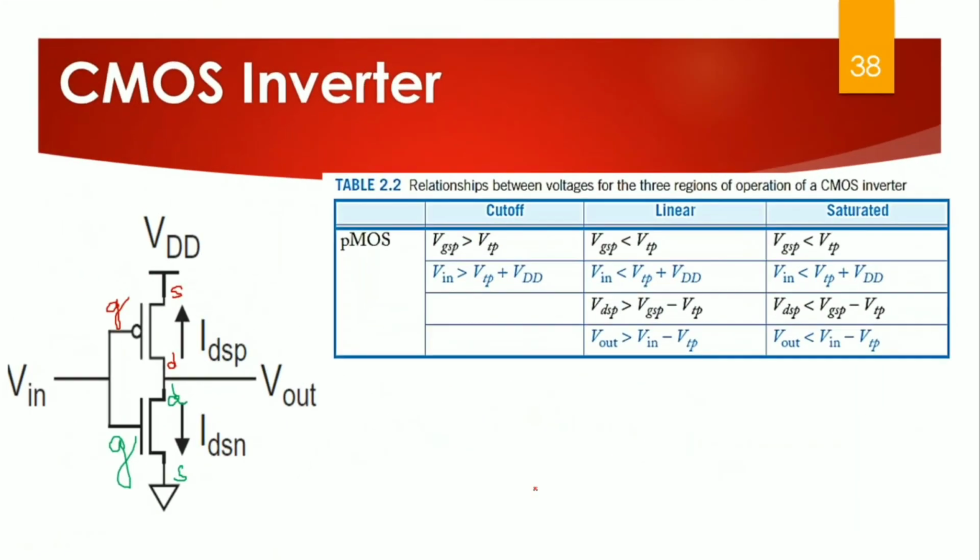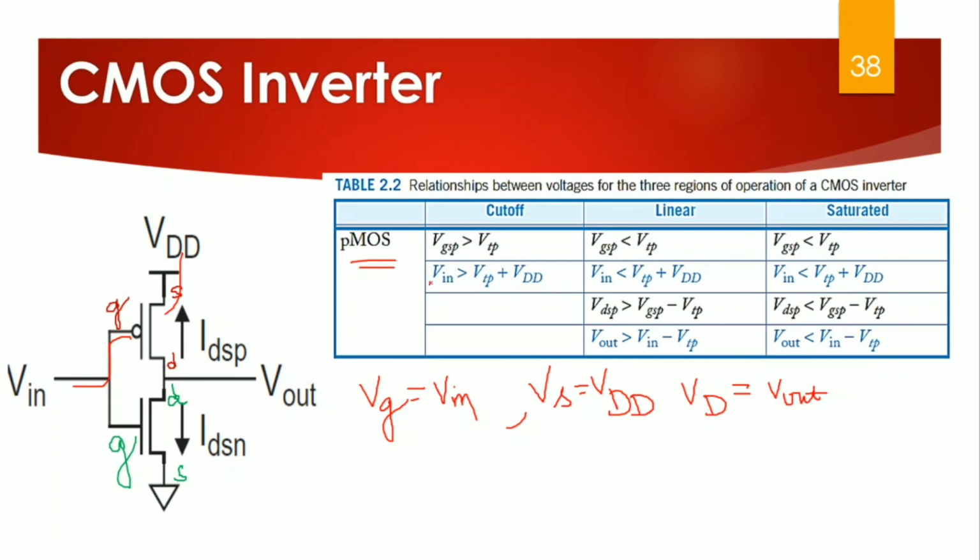Understood? The next one is for PMOS. So if I want to analyze with respect to PMOS, the same thing I'll do. First I'll take what is VG. VG is equal to Vin, correct? Where is VG connected to? It is connected to Vin. Where is Vs connected to? Vs is connected to VDD, equal to VDD. Where is VD connected to? VD is connected to Vout.